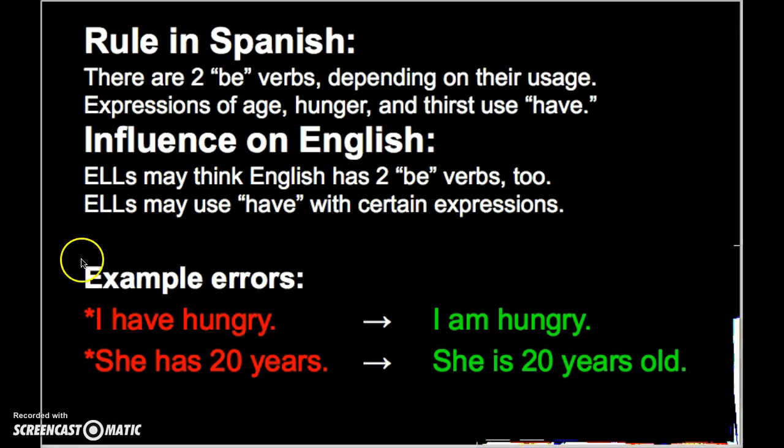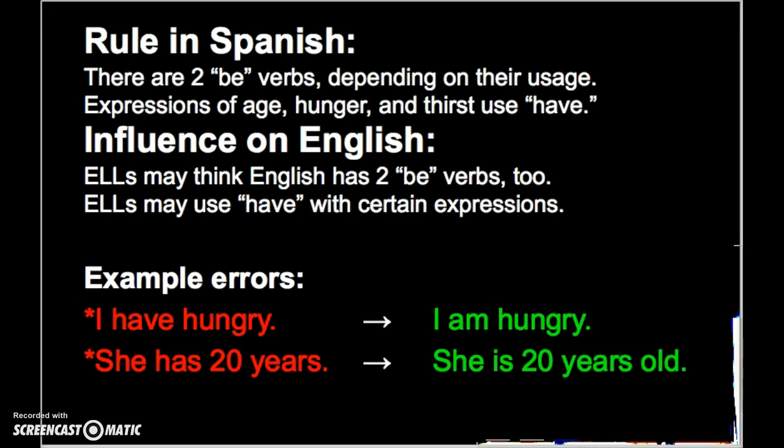So I have a couple example errors down here. For example, the first one is I have hungry, which is kind of a direct translation from Spanish. And so we need to help them remember that it would be I am hungry, using the be verb. And another one is she has 20 years, talking about age. And so we would want to help them understand that in English, the correct expression is she is 20 years old.